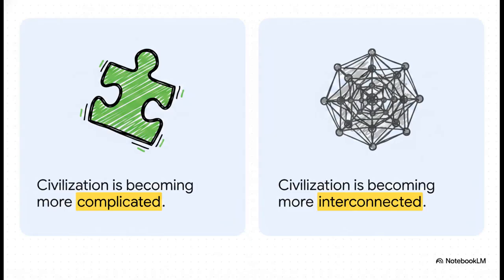So the crucial point here is distinguishing the illusion from reality. The prevailing illusion is that civilization is just becoming more complicated, right? That we're drowning in an overwhelming number of separate problems. But the data points to a totally new reality. Civilization is becoming incredibly more interconnected. We don't necessarily have more independent problems, it's that the density of connection between our layers has dramatically increased.